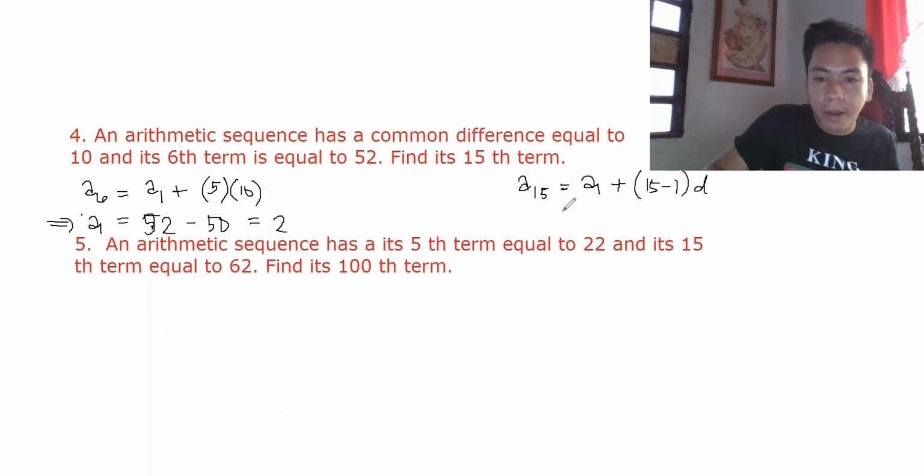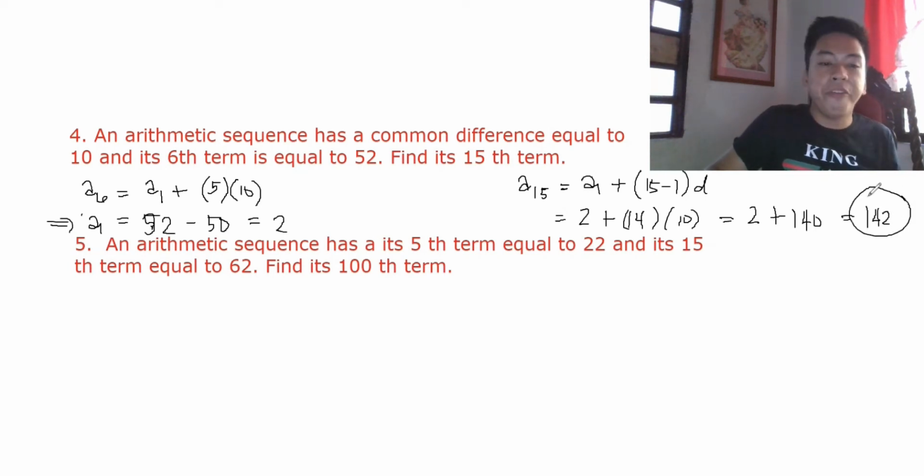So therefore, solving for the 15th term, you have your a1 is 2 plus this is 14, right? And your common difference is 10. So this is equal to 2 plus 140, so this is equal to 142. So therefore, that's the 15th term of the sequence.